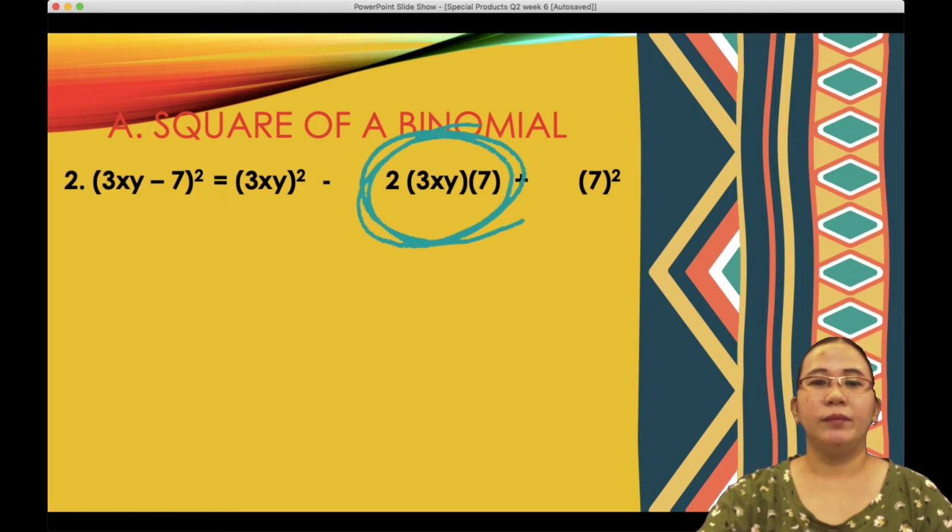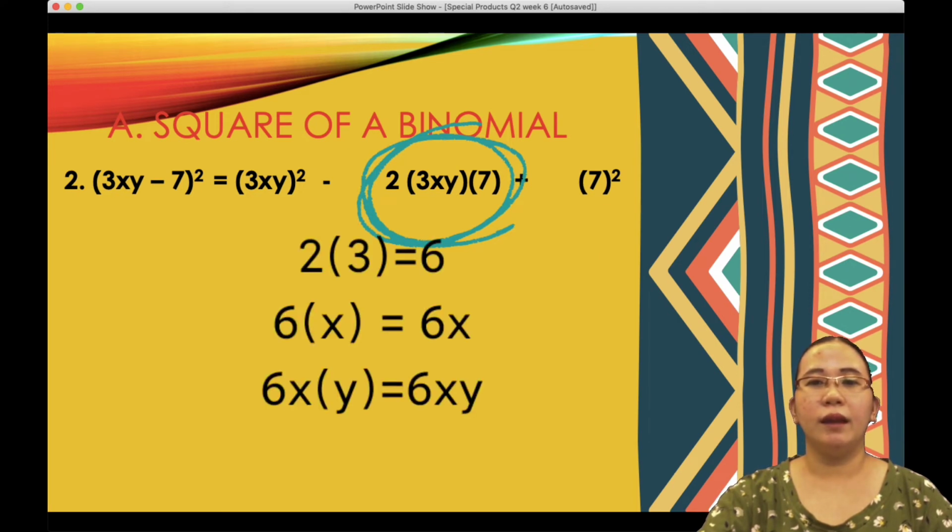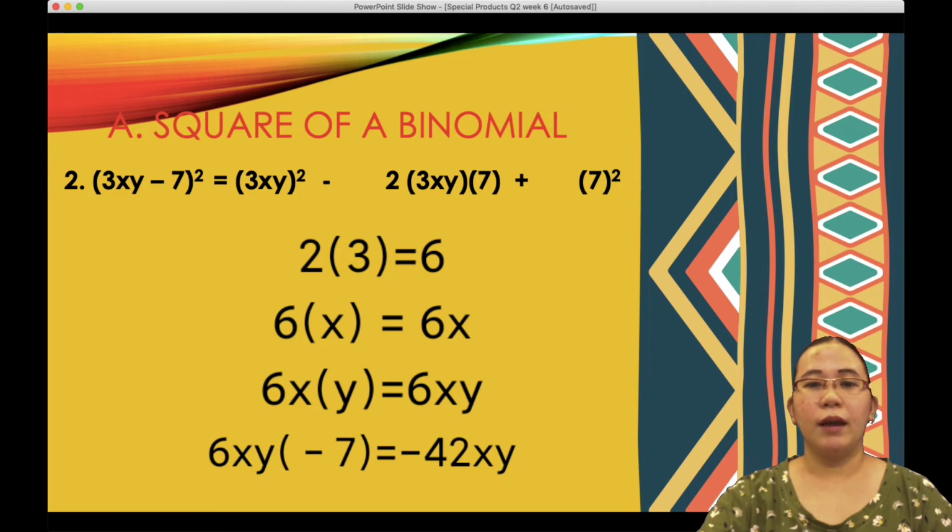Second step, multiply 2 to the product of 3xy and negative 7. 2 times 3 is 6. 6 times x is 6x. 6x times y is 6xy. So we have positive 6xy. Then we multiply it to 6xy times negative 7 is negative 42xy.